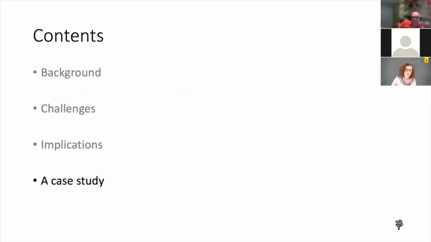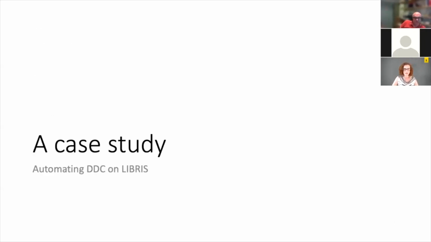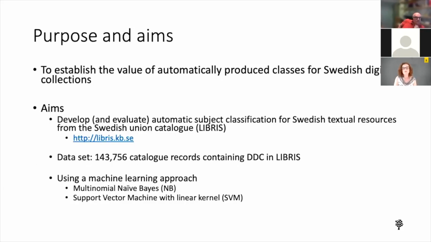With this, we have covered some of the basics of what it means to conduct automatic subject indexing, how it can be applied, what its challenges are, and how we can apply it more responsibly. Now, let's finish this talk by looking at a case study, which looked at the Swedish Union catalog records and tried to generate automatically created Dewey Decimal Classification classes. The ultimate purpose of this research is to establish the value of automatically produced classes for Swedish digital collections.